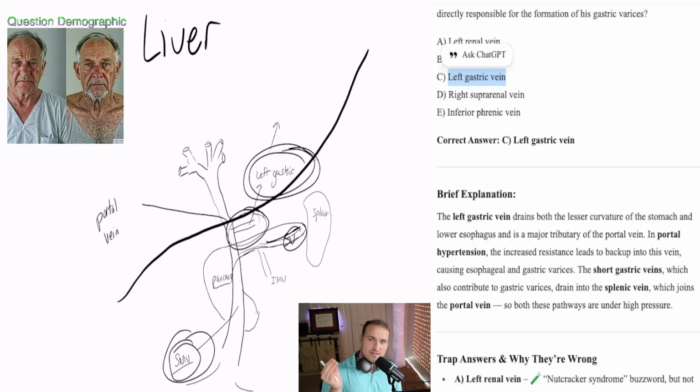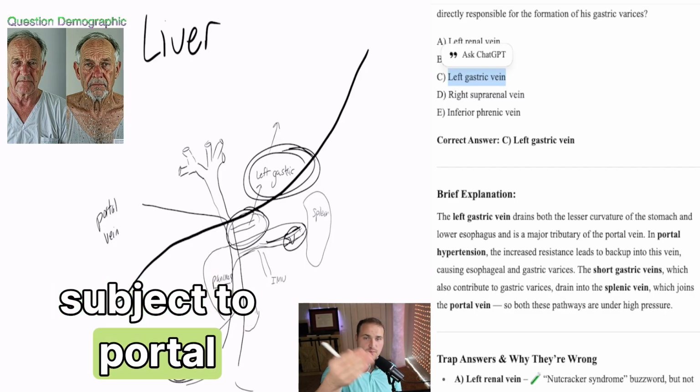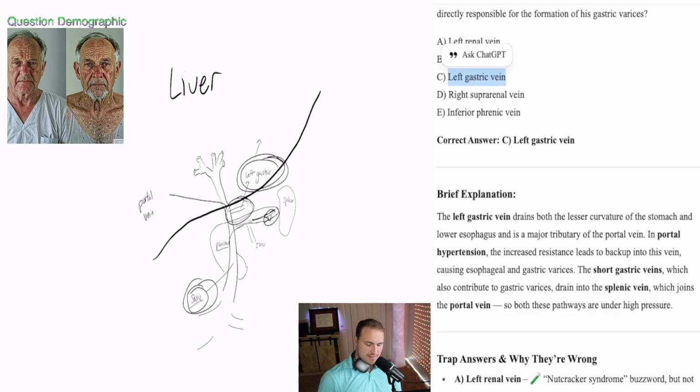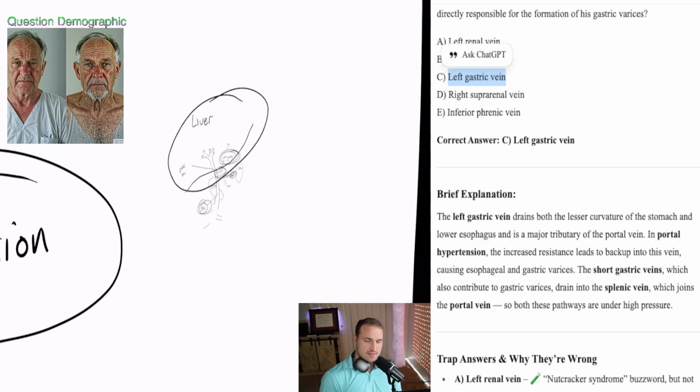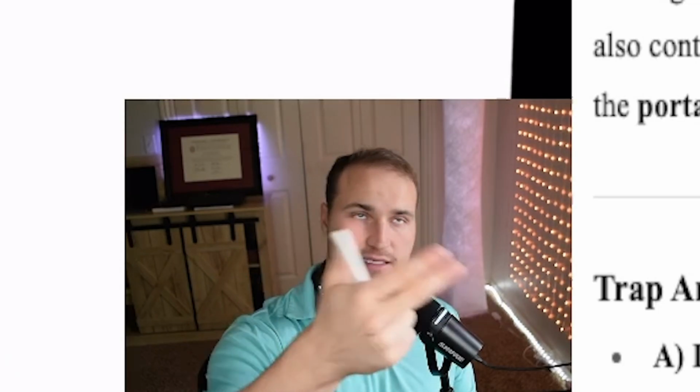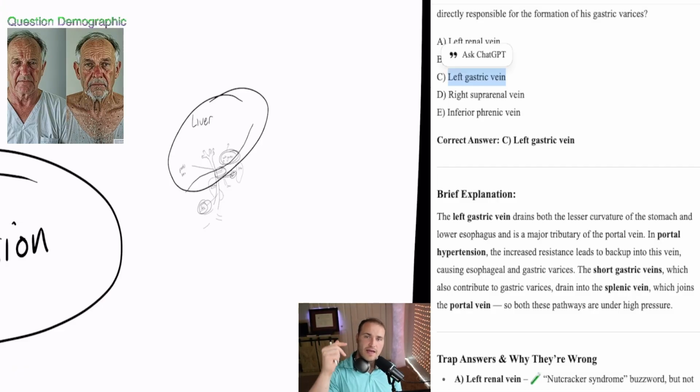Anything draining into the portal vein is going to be subject to portal hypertension. And that's because this big old liver right here is cirrhotic. How do we know it's cirrhotic? Because he's an alcoholic, and also because of spider angiomata and a hard nodular liver. Also, the mass tells us hepatocellular carcinoma, and a common cause of hepatocellular carcinoma is cirrhosis.